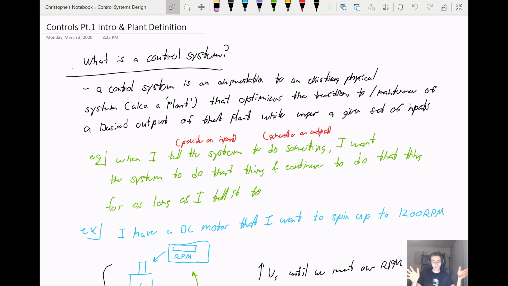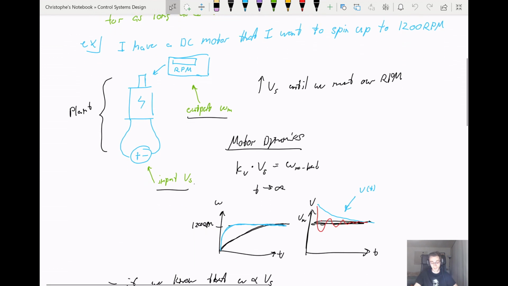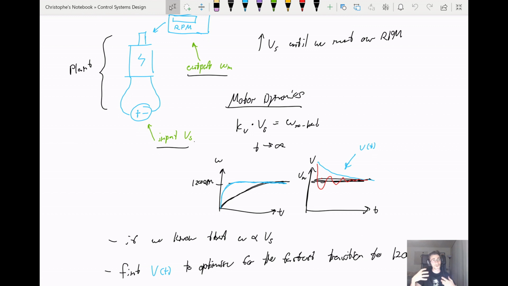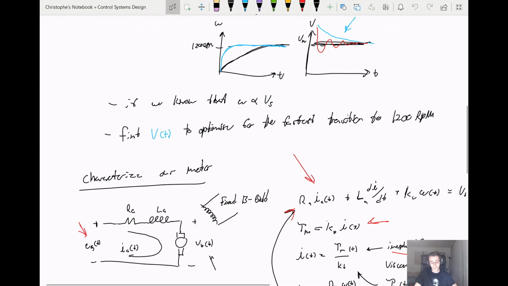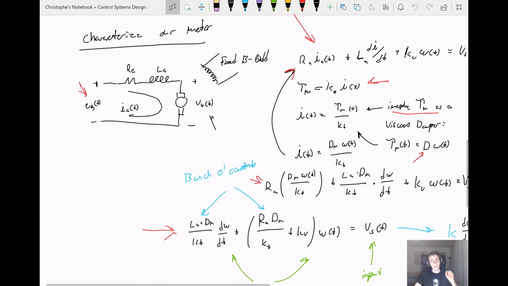Alright, just to recap, in this video we've gone over what a control system is. It's basically just an augmentation to an existing physical system or a plant that changes or optimizes its behavior to fit our desired characteristics. We then went over an example where we were controlling a DC motor with an input of voltage and an output of RPM. What we then did was we fully defined the relationship between our input, our voltage, and our output, our RPM.